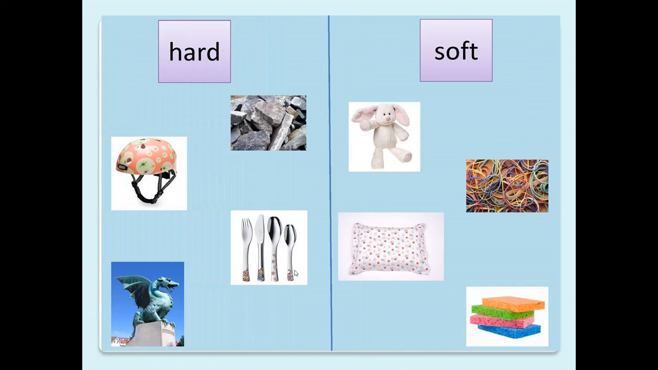Here is an image of some materials that we use in our daily life that are classified under hard and soft materials. Metals are generally hard. Rock, helmet, spoons, all these are hard in nature. In the same way, soft toys, rubber band, soft pillow, sponge, all these are soft in nature. So they are classified as soft materials.